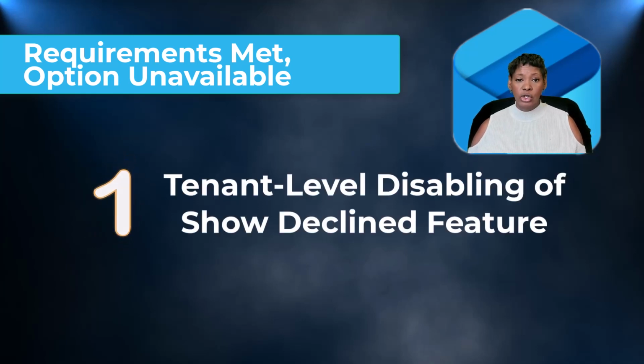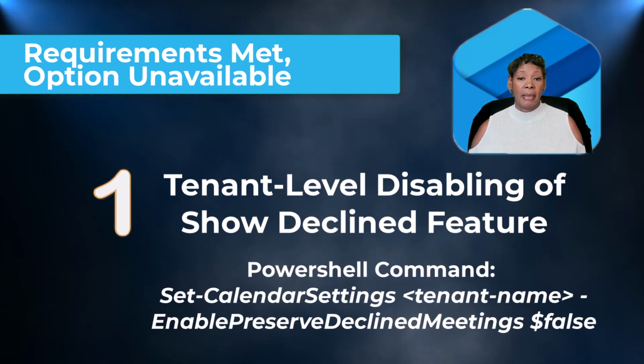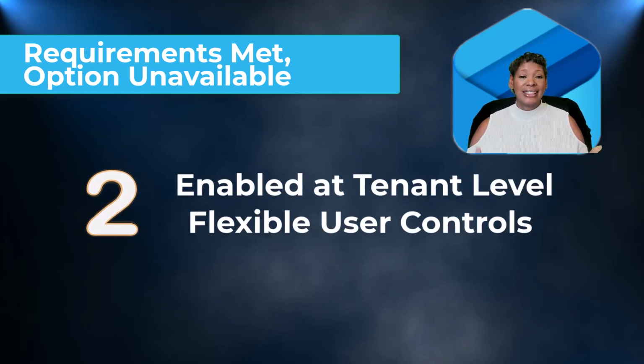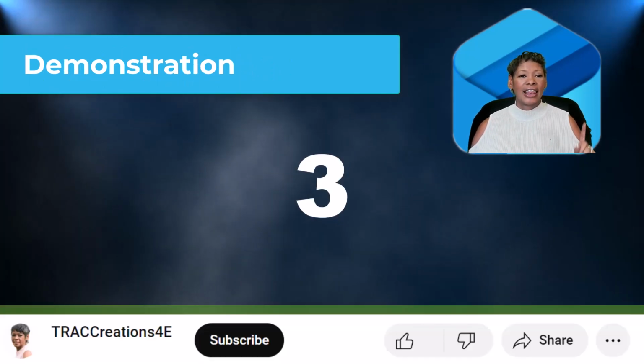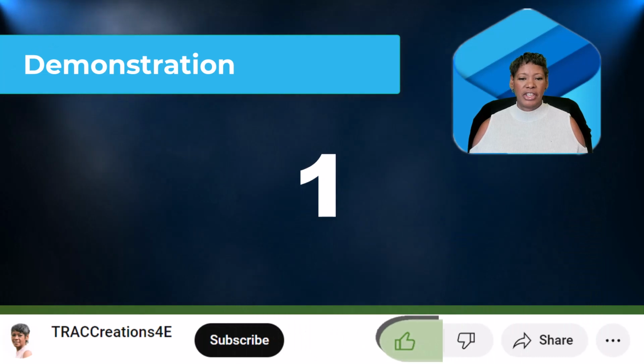Your company may choose to disable this feature at the tenant level using a PowerShell command. I will discuss some of the reasons later on when I do the demo. If your company has enabled this feature at the tenant level, users, you will have the flexibility to show or hide declined meetings for each account that you manage, and I'll show you that shortly as well. Let's go and enable this feature.